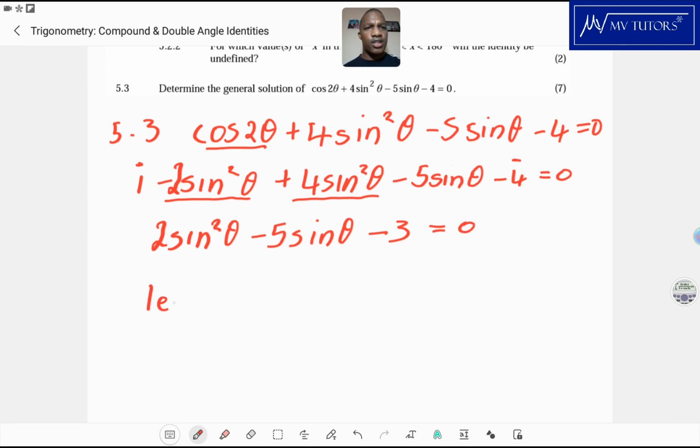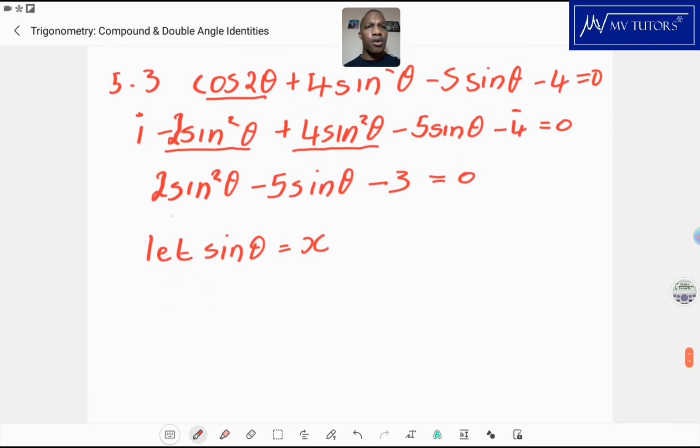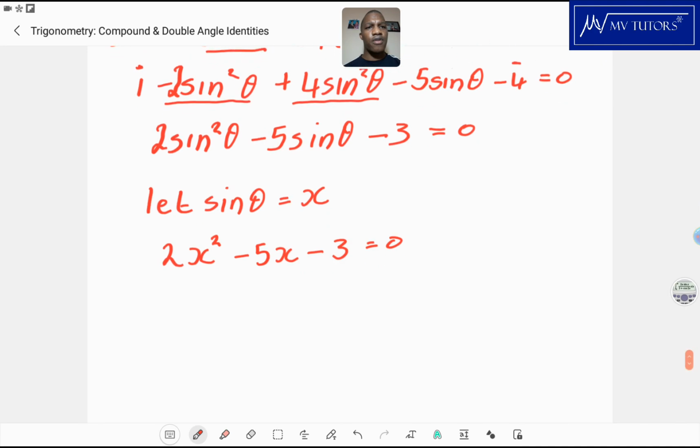Now, for argument's sake, let's say sine theta is equal to x. So we will have 2 sine squared theta, that's 2x squared, minus 5x, because sine theta is x, minus 3 equals 0. So let's solve this equation.